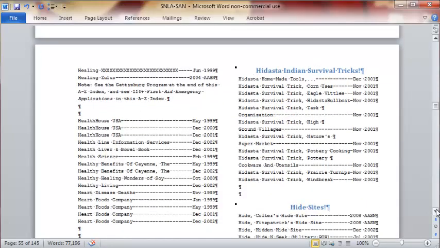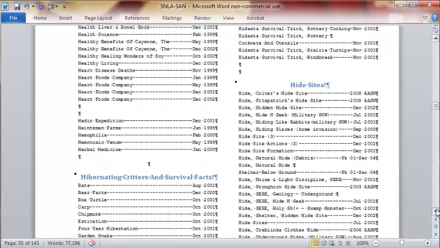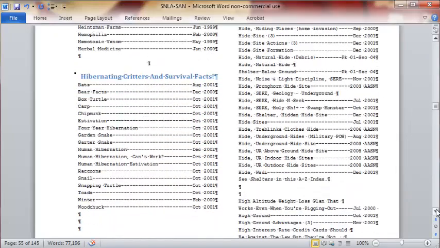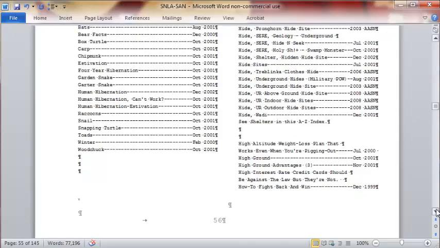Hidatsa Indian survival tricks, hide sites. Especially you guys in the military, you have to know about hide sites, hibernating critters, and survival tricks, especially when you're evading.